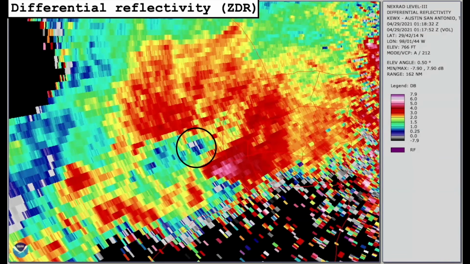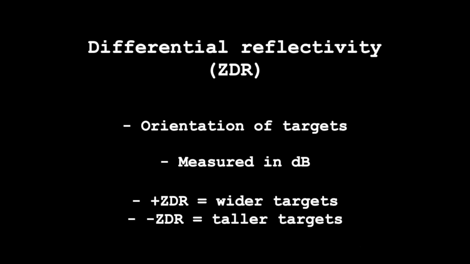ZDR values near 0 mean that the backscattered energy was similar between the horizontal and vertical planes, indicating more spherical targets like small raindrops or hail. Highly positive ZDR values suggest that targets are much wider than they are tall, such as large raindrops that flatten out as they fall. The opposite is true for highly negative ZDR values. They indicate targets that are much taller than they are wide, such as falling ice crystals or elongated snowflakes. Highly negative ZDR values are quite rare in severe weather situations.